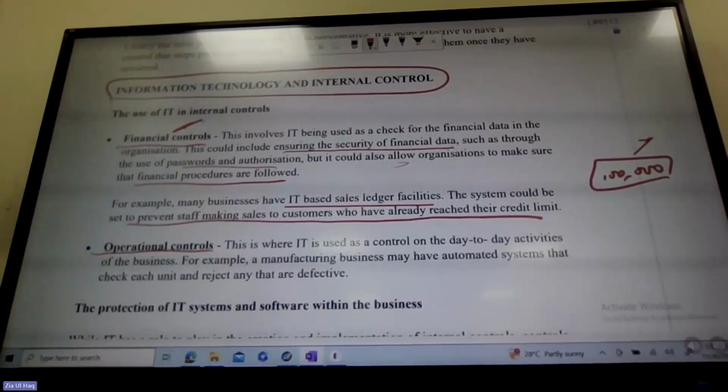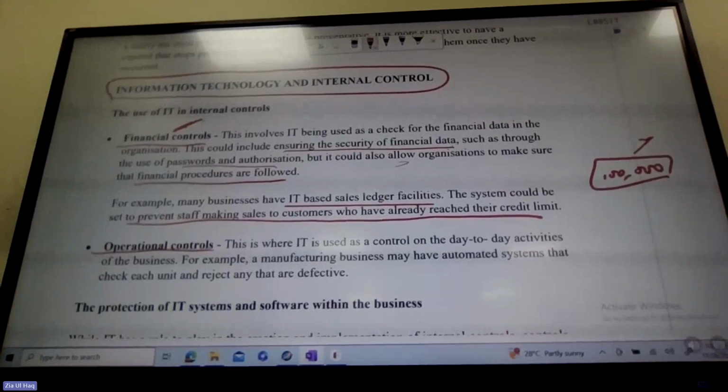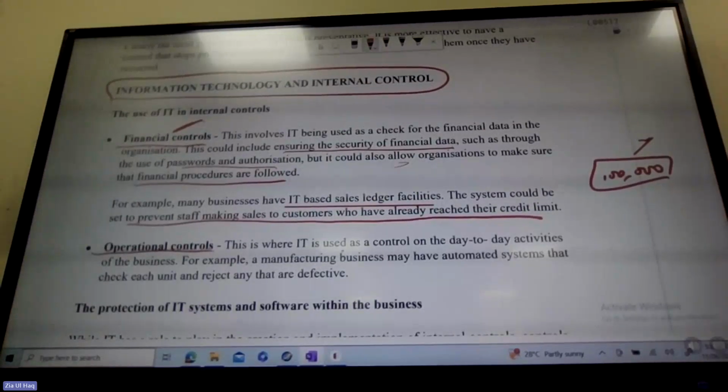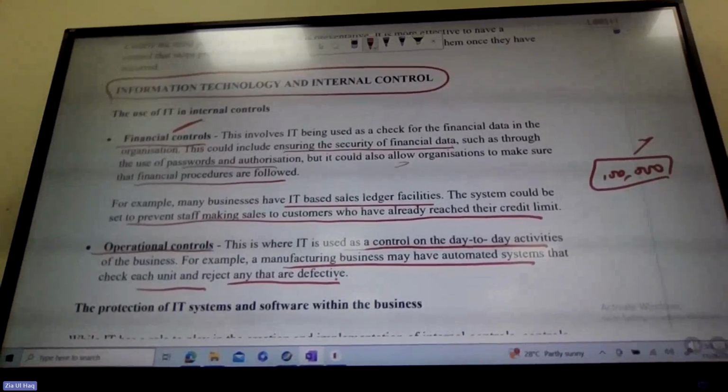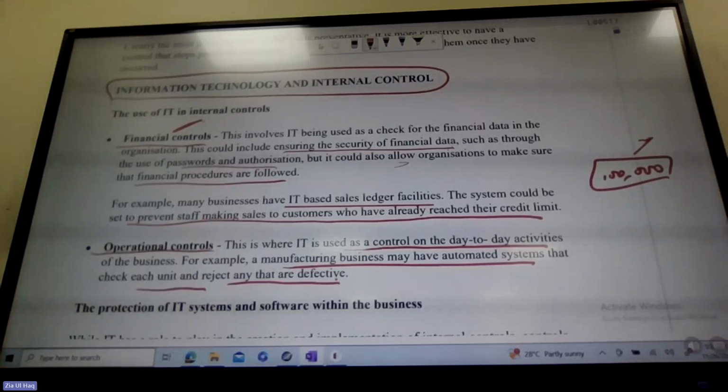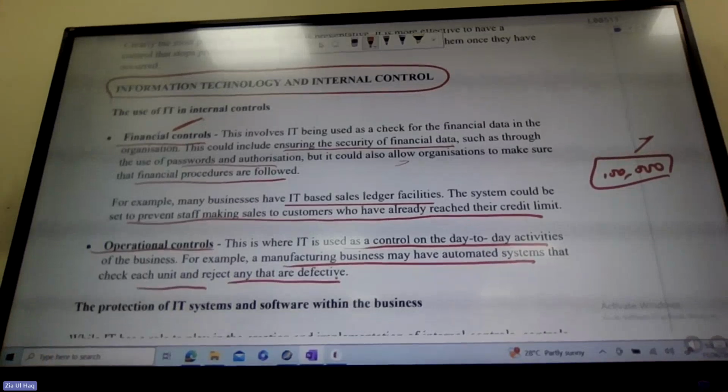And there should be some operational controls relating to the day-to-day operation of the business. This is where IT is used to control the day-to-day activities of the business. For example, a manufacturing business may have an automated system that checks each unit and rejects those that are defective. Units produced through the system should be checked by a machine. If they are defective, they should be set aside. If they are accurate, they should be put for the packaging operation.